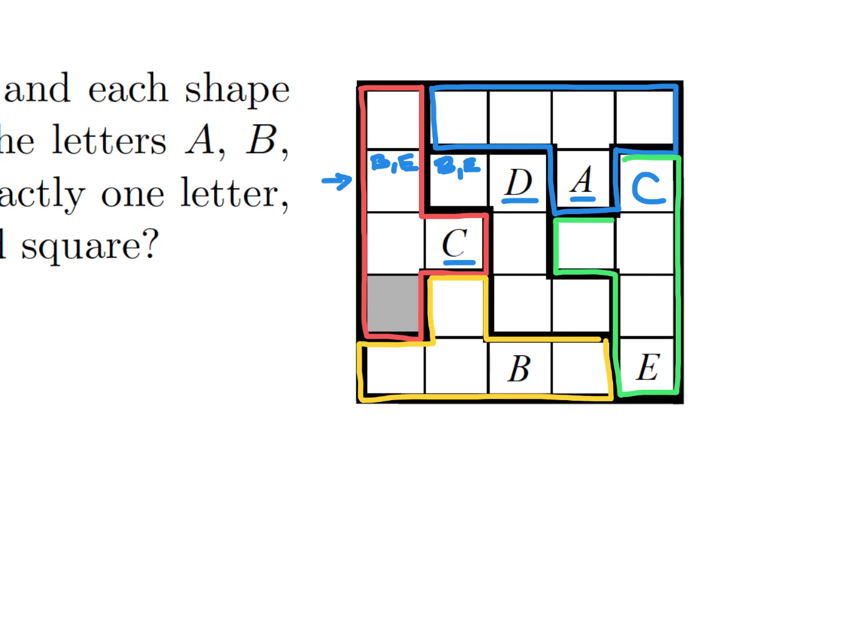Okay, let's keep going. Let's focus now on the bottom row. The bottom row already has an E in it, so none of these guys that are in the bottom row in the yellow shape can be E. But the E has to be in the yellow shape somewhere, so it has to be here. By that logic, therefore this is a B. And this is the E.